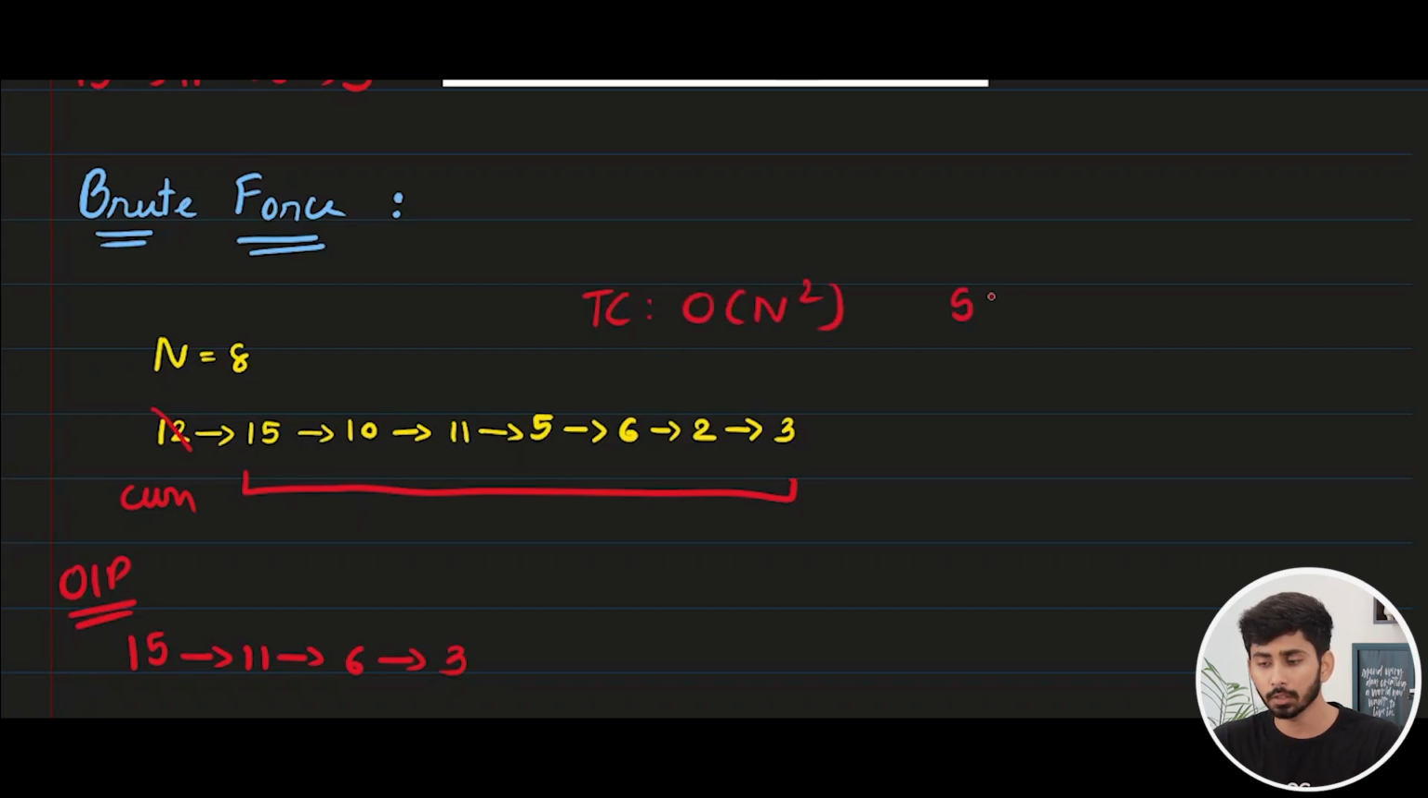And if I focus on the space complexity, what will be the space complexity? The space complexity will be constant because over here you will not be using any extra space that will be required, right? So the space complexity for this approach comes out to be constant.